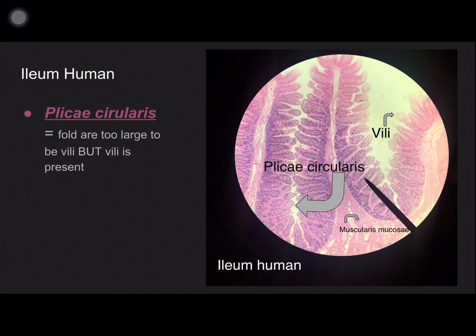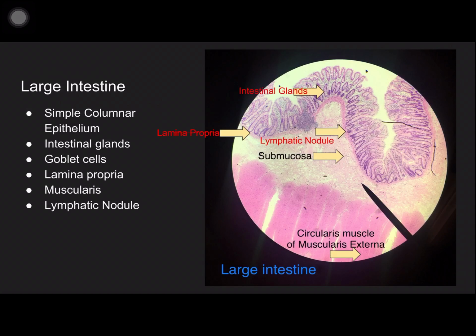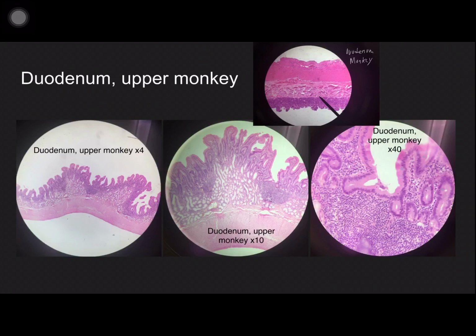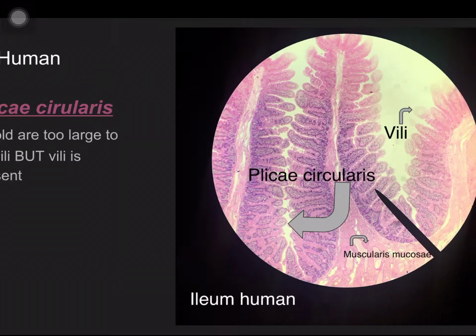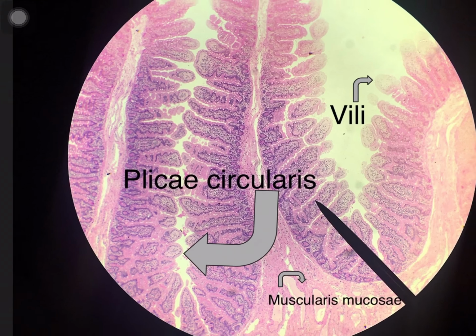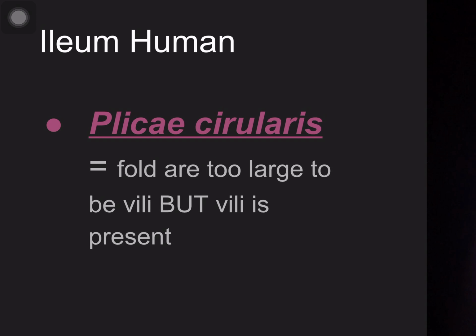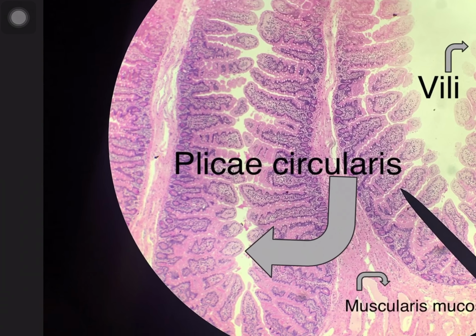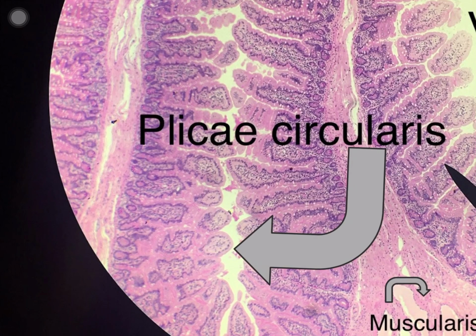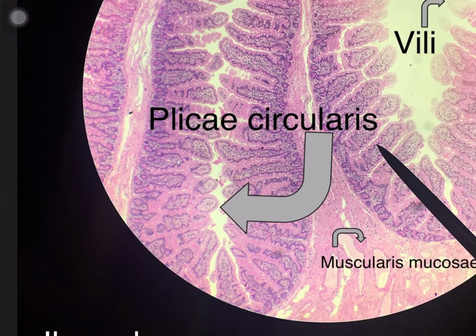The ileum, so that's the last part of the small intestine before it reaches the large intestine. So the ileum of a human looks very much like our duodenum pictures we've been looking at, with very noticeable villi. Except now for the ileum, we need to focus more on the plicae circulares. It's where folds are too large to be villi, but villi are present. Lots of folds here.